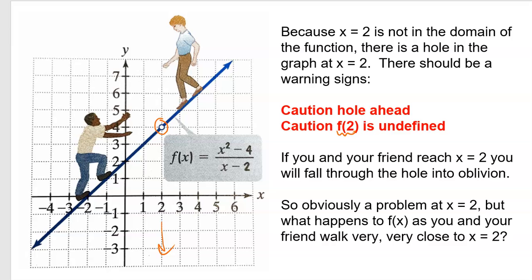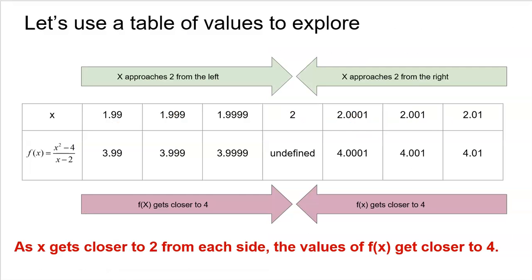Let's talk about what happens to f of x, the function, y, as you and your friend walk very, very close to 2. Obviously if we get to 2, we're going to fall through the hole. But what happens as we walk and get closer and closer to 2? Walking down this way as well, what happens as we get closer and closer to 2? We know that we can't get to 2 because at 2 there's a hole. So now the question is what's happening as we get closer and closer.